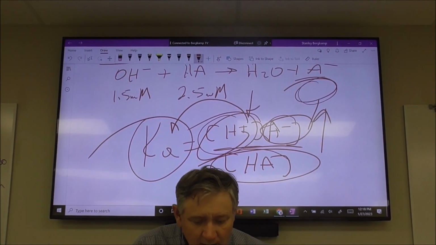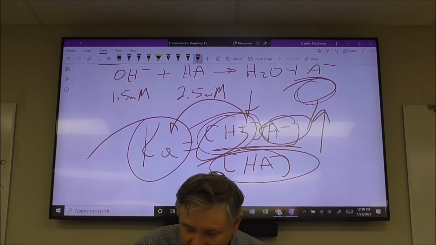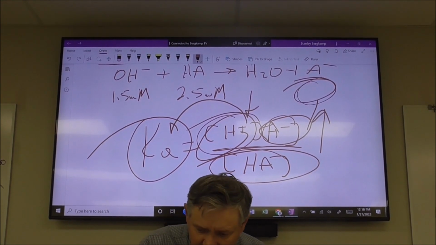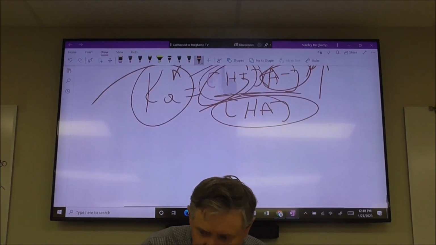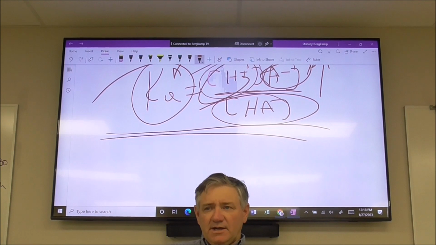So when you get to this question on number 15, some of you are still struggling with this net ionic thing. There are a couple of rules that are important when you do net ionics.